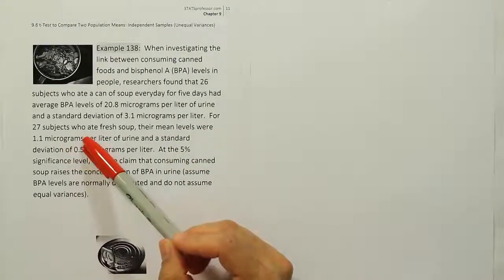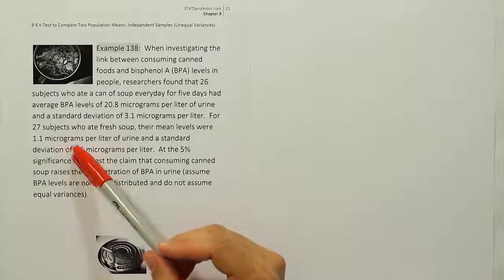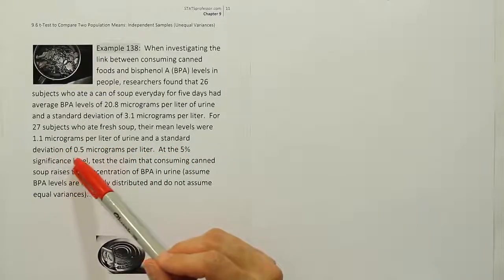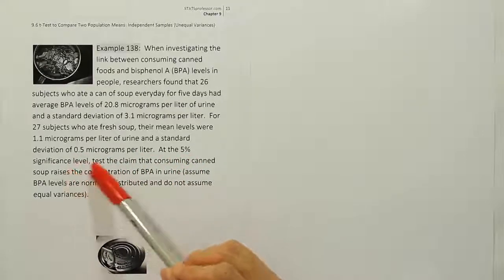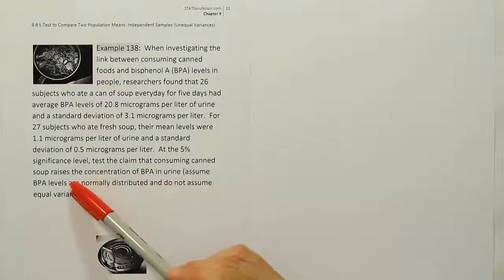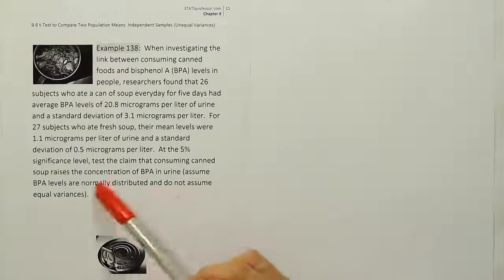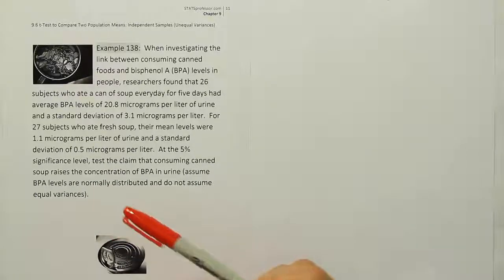For 27 subjects who ate fresh soup, their mean levels were 1.1 micrograms per liter of urine and a standard deviation of 0.5 micrograms per liter. At the 5% significance level, test the claim that consuming canned soup raises the concentration of BPA in urine. Assume BPA levels are normally distributed, and do not assume equal variance for the problem.